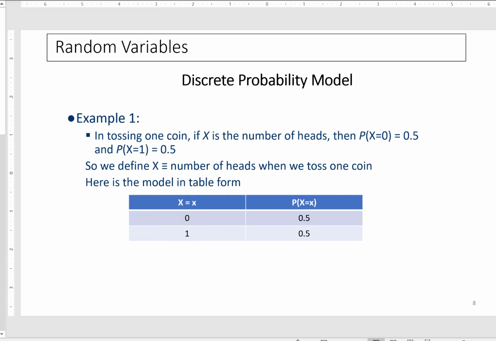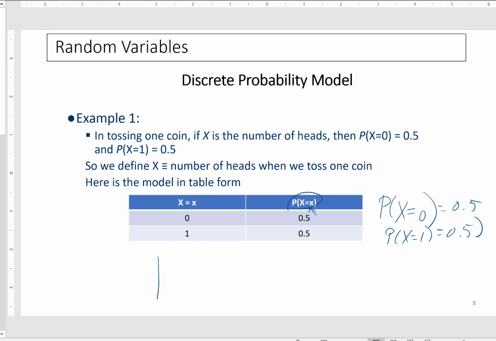Now the probability that I get a 0, in other words, seeing no heads, is 50%, and that's what this symbol means. In place of the little x, I put in 0, and that would be 0.5. That's how we read the table. And the probability x equals 1 is 0.5.